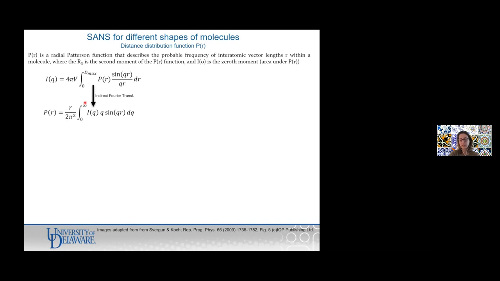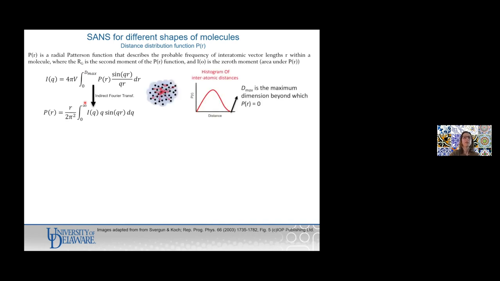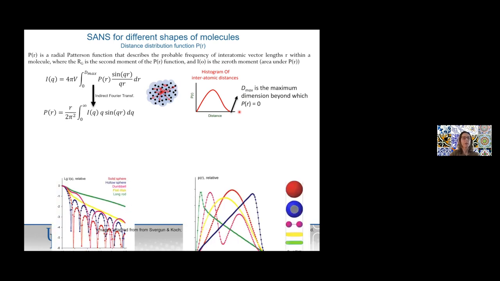But it's still an interesting calculation to do, and I'll show you examples, because it gives us basically a histogram of interatomic distances in your sample. So a histogram of all potential distances that you'll have in your sample. So you'll get a peak, for example, that will correspond to your RG. And where it crosses zero, you'll have an estimate of your Dmax, so the maximum dimension of your sample. And this is interesting information because you can relate it to structure. Let me show you examples.